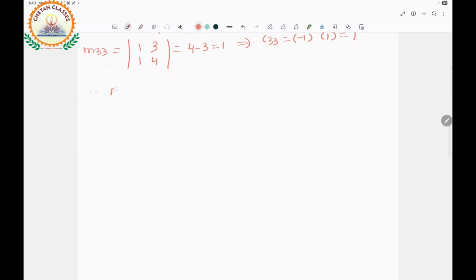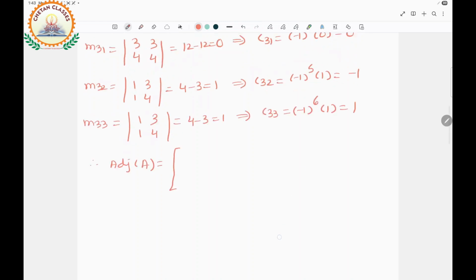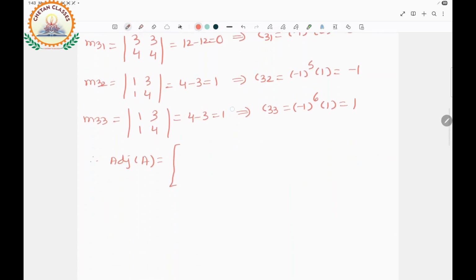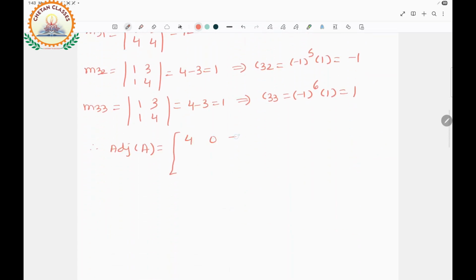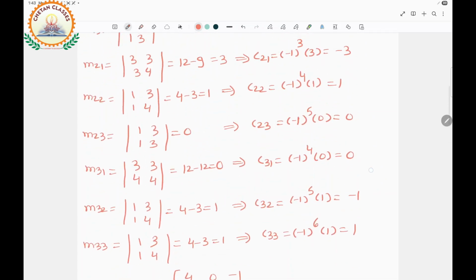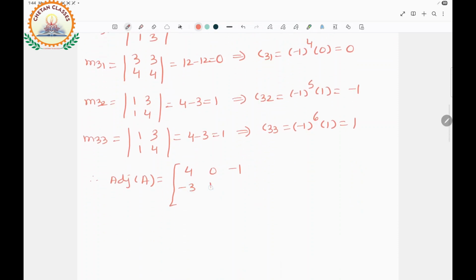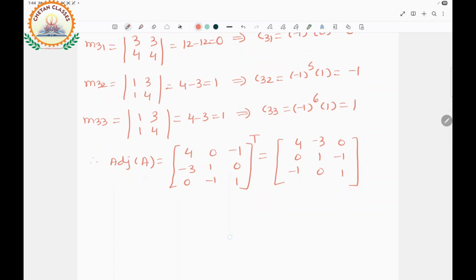So therefore adjoint of A is equal to 4, 0, minus 1, minus 3, 1, 0 and 0, minus 1, 1, and take transpose of that, which is equal to 4, 0, minus 1, minus 3, 1, 0 and 0, minus 1, 1.